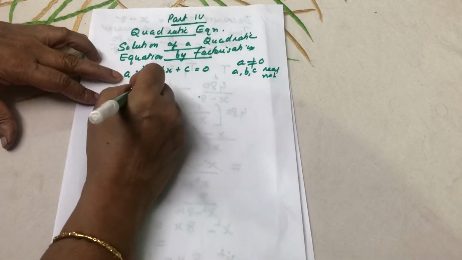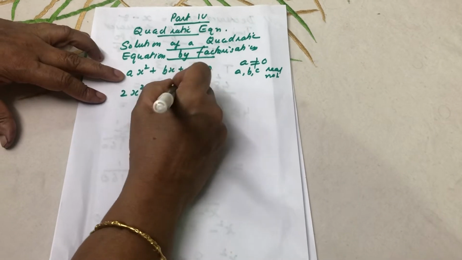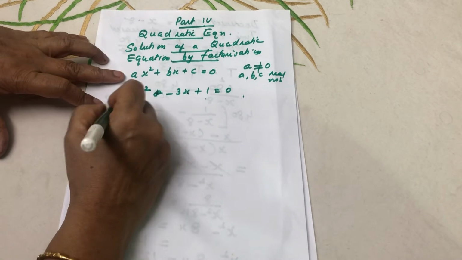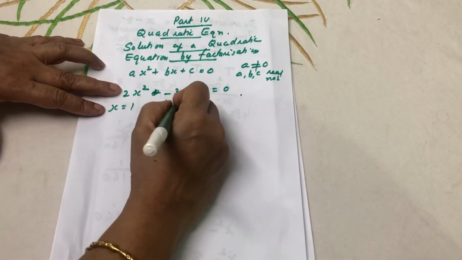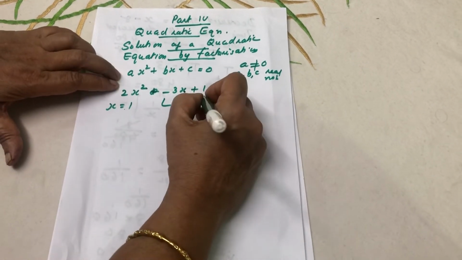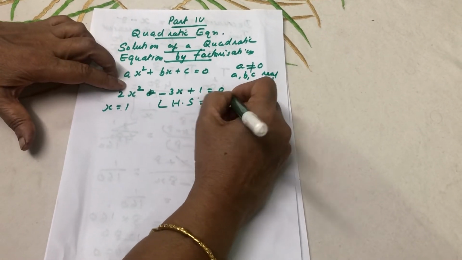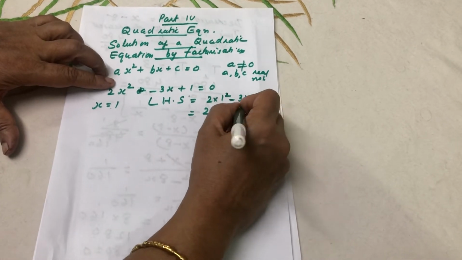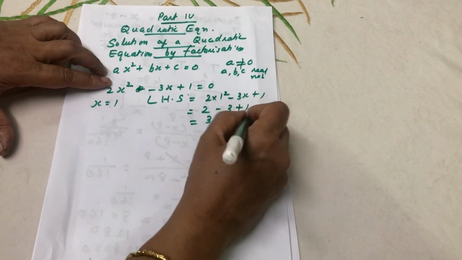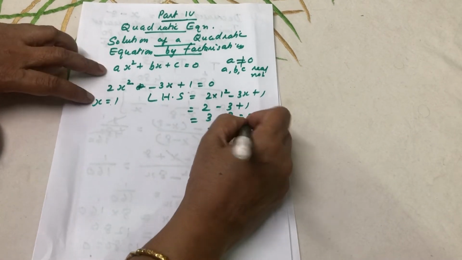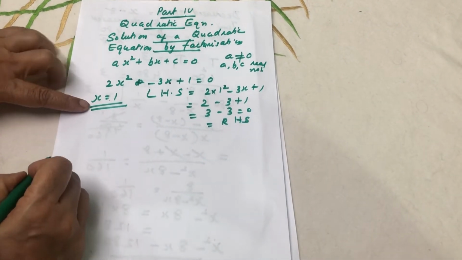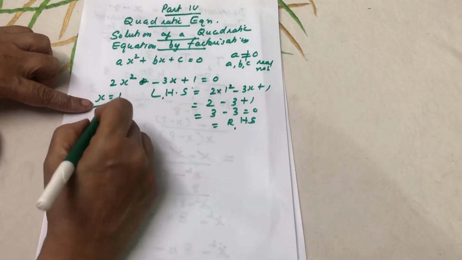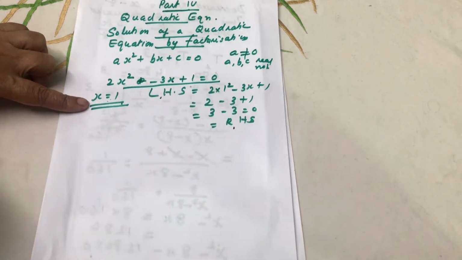Suppose you take an equation 2x squared minus 3x plus 1 equal to 0. You take x as 1 and substitute the value of x as 1 in this equation. Left hand side: 2 minus 3 plus 1, that is 3 minus 3, which is 0, equal to RHS. So you are getting LHS equal to RHS. You can say x equal to 1 satisfies this equation.